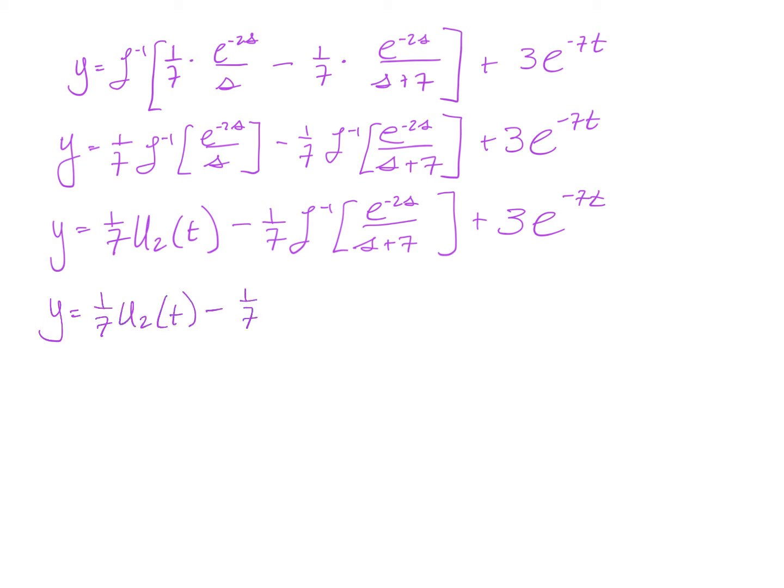and we get, okay, so it's the Heaviside function with the subscript being the a value, the 2. So it's going to be u2 of t times e to the negative k. So in this case, k is 7, so negative 7 times (t minus a), so t minus 2, plus 3e to the negative 7t.